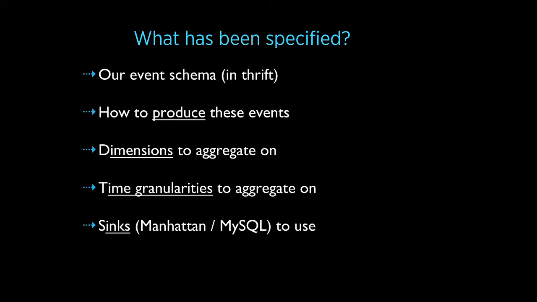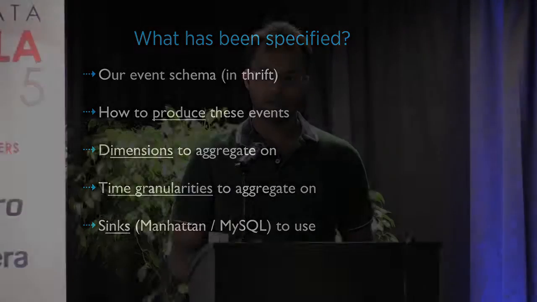So in our Tsar job, what are some of the things that we have specified? We specified what is the event schema, which has been specified in Thrift, how we're going to produce the events. Again, I make a distinction between producing events and aggregating events. We specified how to produce events. And we specified various, almost like config options, dimensions to aggregate on, time granularities you want to aggregate on, the sinks you want to write to.